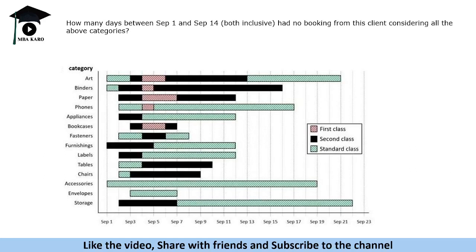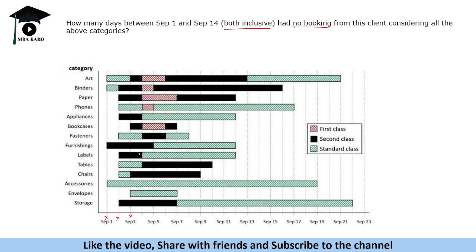The first question is how many days between September 1 and 14, both inclusive. So we need to include both of them, had no booking from this client considering all the above categories. So we need to see that booking means the left hand point. So there should be no left hand point. So September 1, obviously you have this day there is a booking. In this day you can see there is a booking. On this day also you can see a booking.